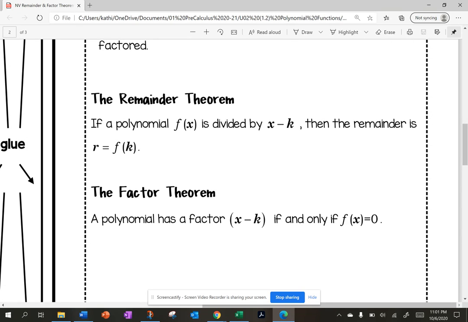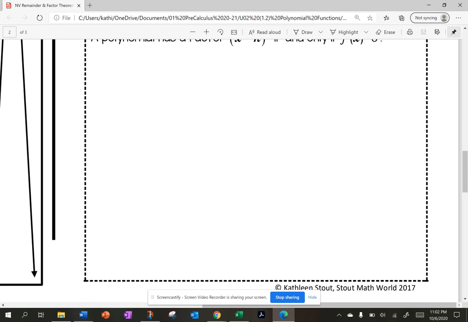Okay, so these are the two theorems that we're going to study today. If a polynomial f of x is divided by the factor x minus k, then the remainder is r equals f of k. And the factor theorem says a polynomial has a factor x minus k if and only if f of k equals 0. So we're going to find out what that means.